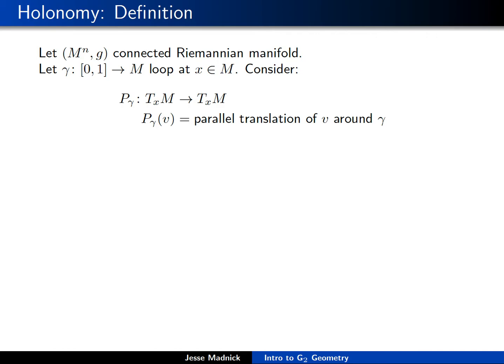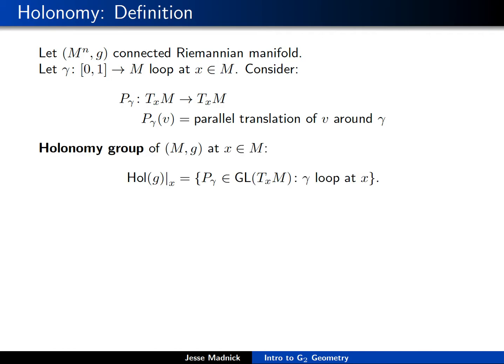So let's let M be a connected Riemannian manifold of dimension n. Let gamma be a loop based at a point x. And let's consider P_gamma, the parallel transport map, where you take a vector v and you parallel translate it along the loop gamma. Now doing this may not result in the vector v that you started with. That is to say, the map P_gamma is not necessarily the identity map. However, it is an invertible linear map, and you can consider the set of all such linear maps, P_gamma.